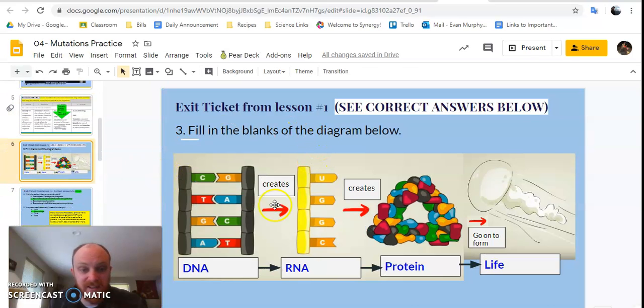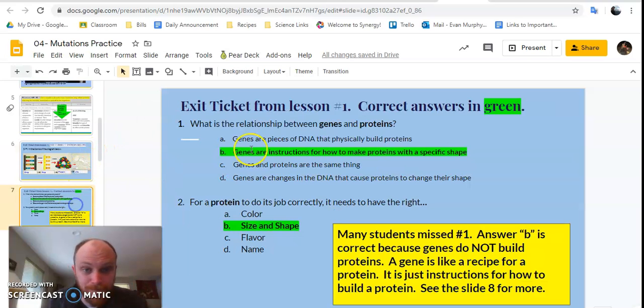So here's what one of the exit tickets looks like. How the DNA, which has these 4 letters, creates RNA, which creates the proteins, which makes life. Proteins are these little molecules that just do everything. They make up parts of your body. You know, like muscles are made of proteins, but they also break things down. They put things together. They do chemical reactions. They're like little machines that do everything your body needs. So proteins are really important.